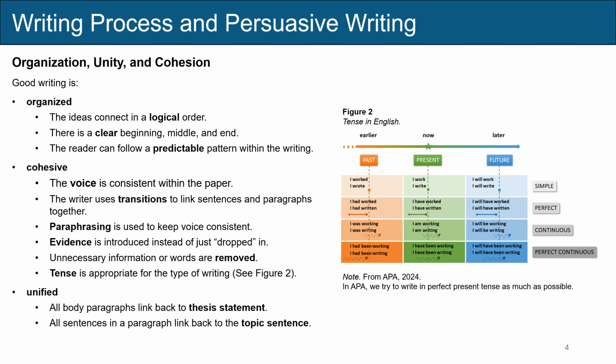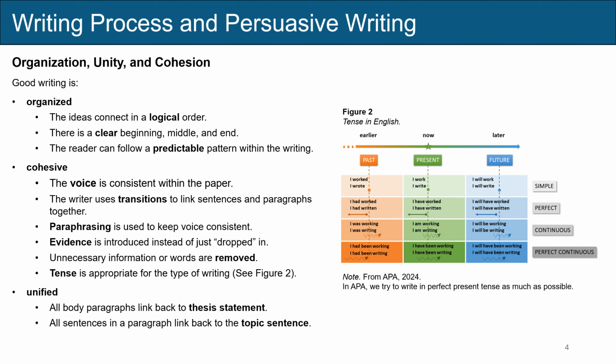In order to keep our voice consistent, one of the other things we do is we use paraphrasing. Again, we avoid quotations in most academic writing because it changes that voice. We want to keep the voice consistent. We introduce our evidence. When we bring it in, we don't just drop it in and then leave it alone. We need to introduce it. We need to link it to our own ideas and information.